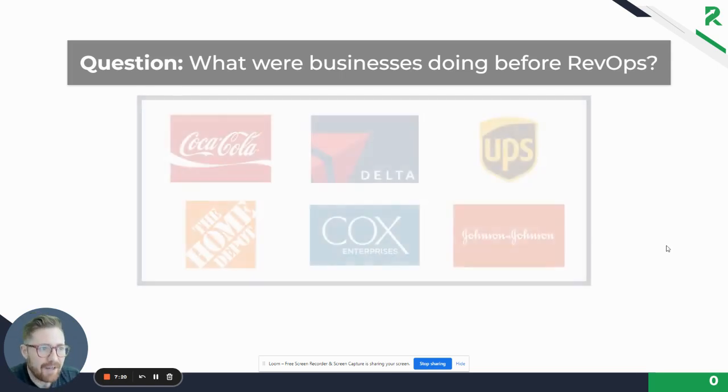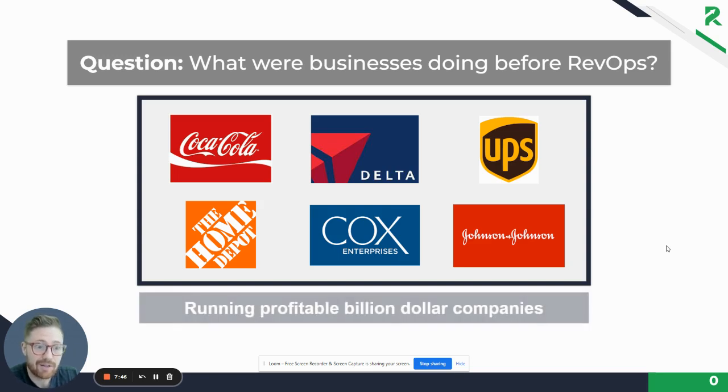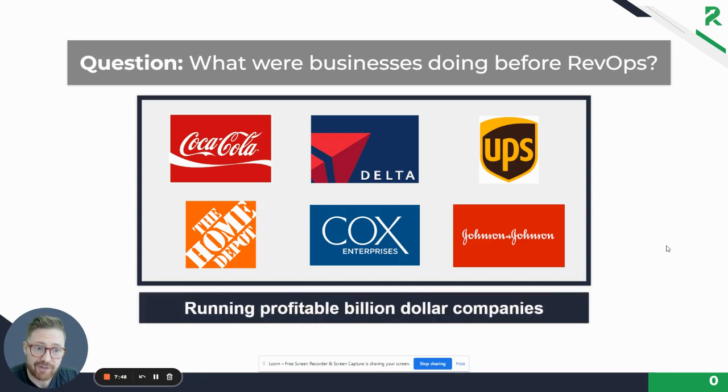I'm making fun of this for a second, but what did Coca-Cola do? What did Delta Airlines or any of the airlines do? What did UPS or FedEx do? What did Lowe's or Home Depot or Cox Enterprises or Johnson & Johnson or any of these other large multi-billion-dollar multinational companies do before revenue operations? You know what they were doing? They were running profitable billion-dollar companies. That's what they were doing.